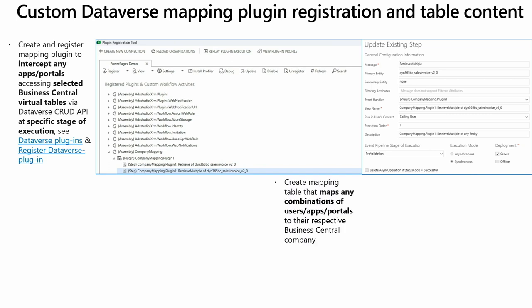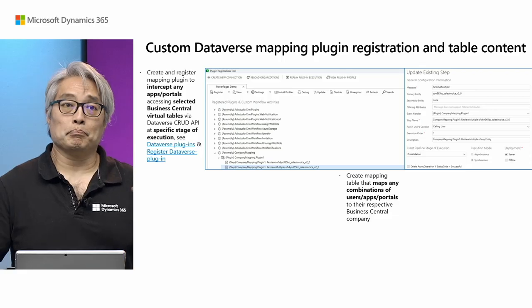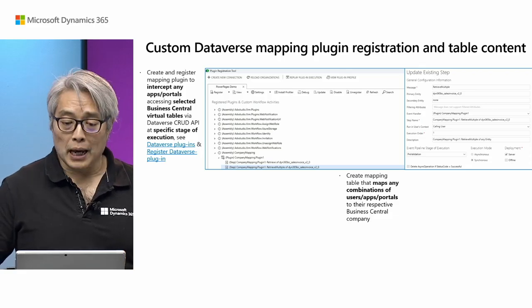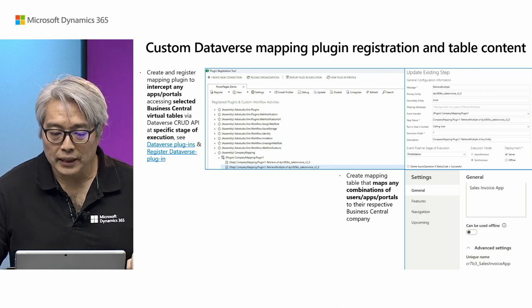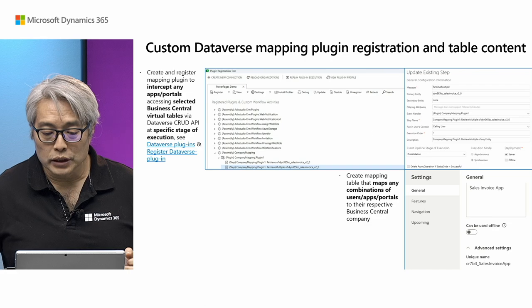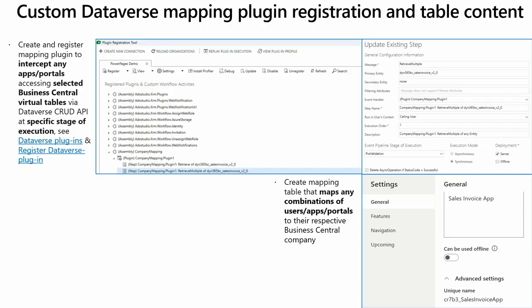And then in the mapping table, you can create an entry that matches your user and apps. So in this case, in a Power App, you can go to the advanced settings. You can see, you can use the unique name. In this case, this is the prefix CR7B3 sales invoice app. It's the name that you want to use in the mapping table.